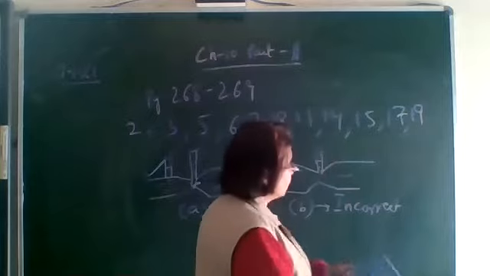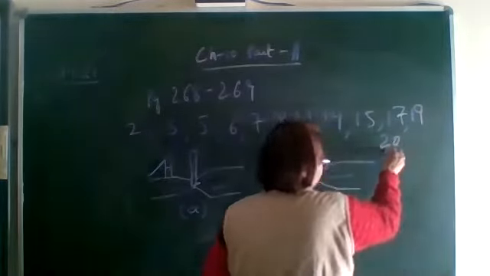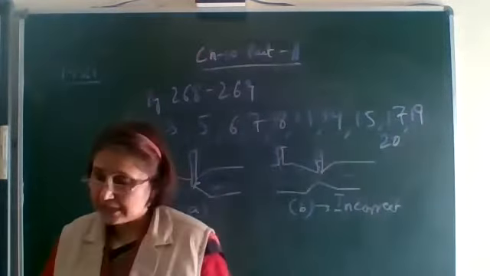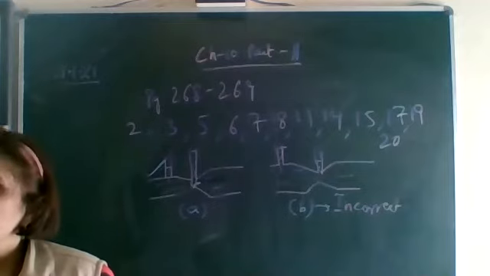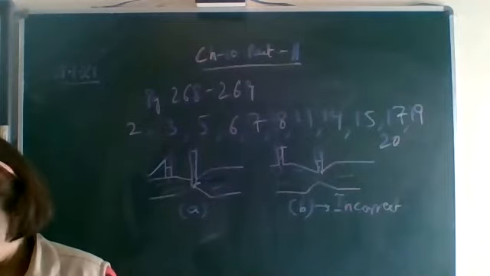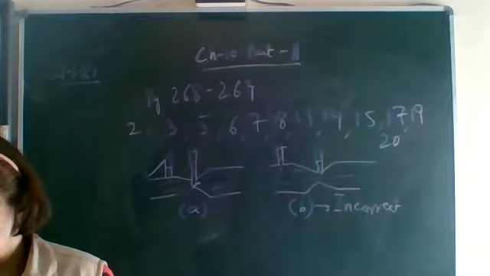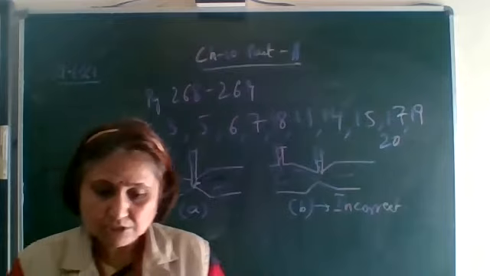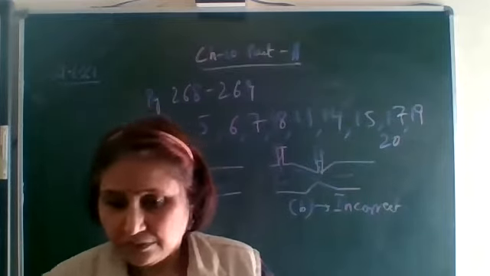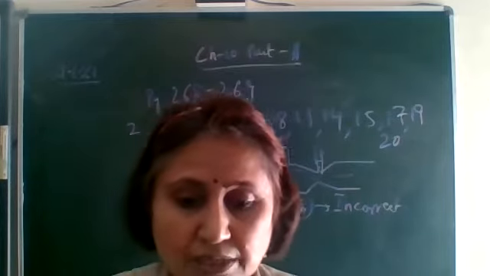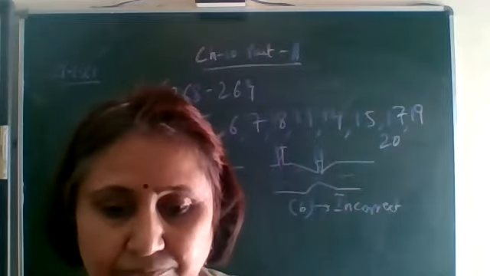Sorry, question number 20. Question number 20 is the excess pressure inside a soap bubble. Inside the soap bubble the excess of pressure will be 4s upon r. How many free surfaces are there? Two free surfaces are there. So the excess of pressure will be 4s upon r. So note down these questions. These questions you have to do in your copy or you can discuss these questions.